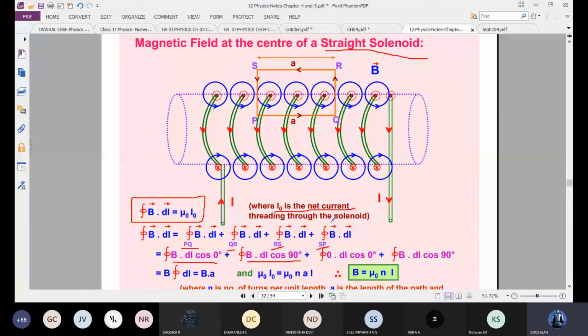So what does Ampere's circuital law mean? The line integral of the magnetic field B vector around any closed circuit is equal to mu naught times the total current. So finding B dot dl for every side: 0 degree, 90 degree, 0 degree, 90 degree. The cos 90 value is 0, so only cos 0 is applicable.